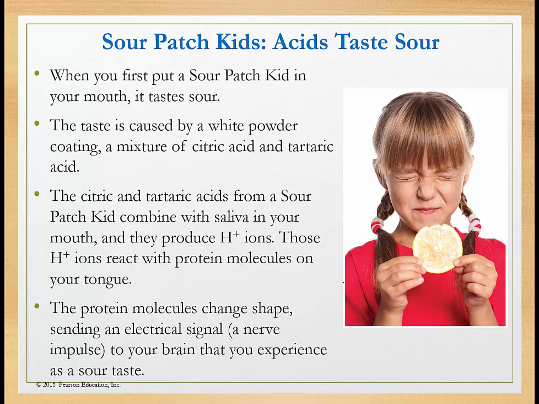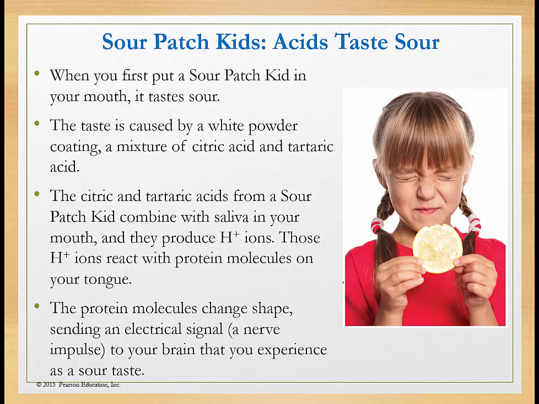A place where you're probably more familiar with acids is maybe in your everyday life, in the foods that you eat. So for example, the candy called Sour Patch Kids, or any of these super sour candies, or a lemon, anything like that. When you first put it in your mouth, the first sensation you get is sour. Now, where does that sour taste come from? Well, in the candy, Sour Patch Kids, that taste is coming from this white coating that's on the outside of the candy that's a mixture of acids, citric and tartaric acid.